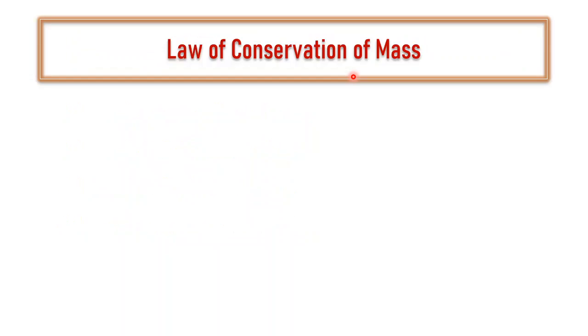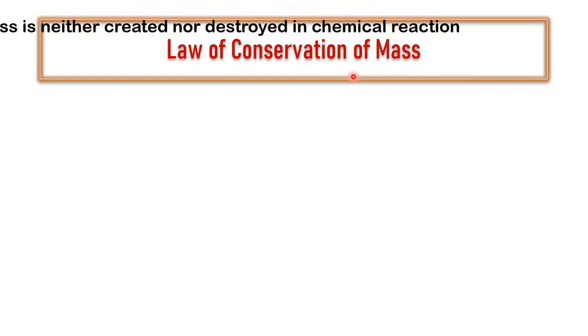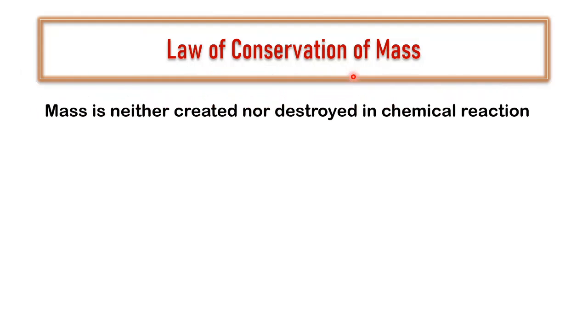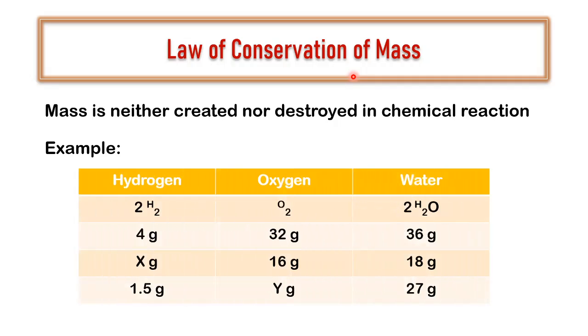The first law is the law of conservation of mass. So what does this law state? Mass is neither created nor destroyed in a chemical reaction. So what does it mean? It can be explained with a simple example, the formation of a water molecule. It takes place by the reaction of hydrogen molecule with oxygen. So in balanced form, we can say 2H2 reacts with O2, giving you 2H2O.